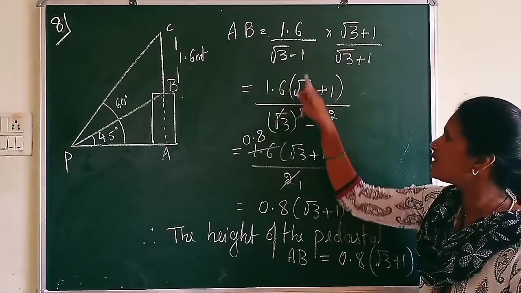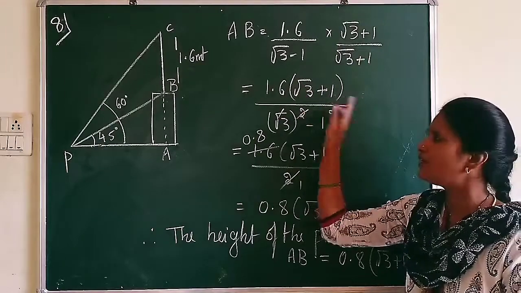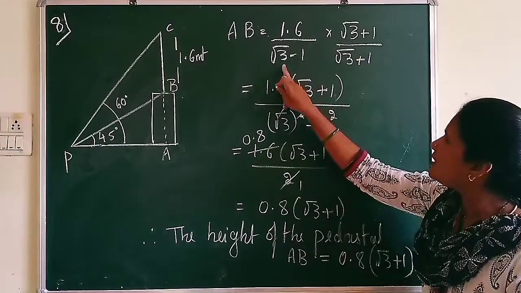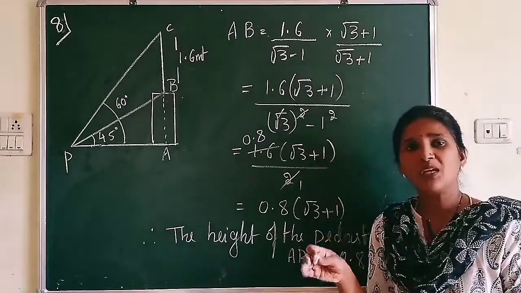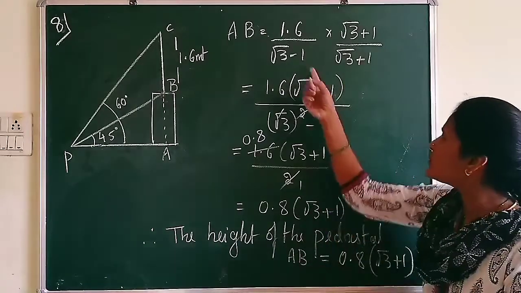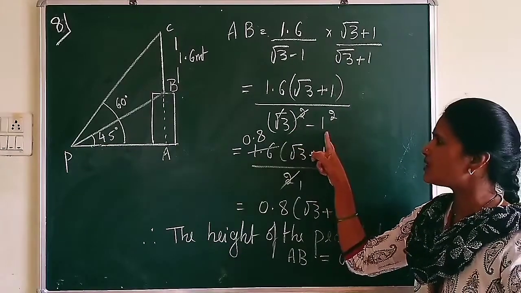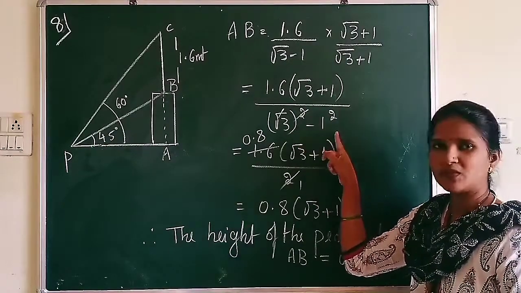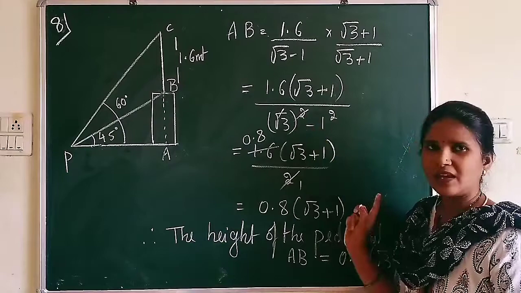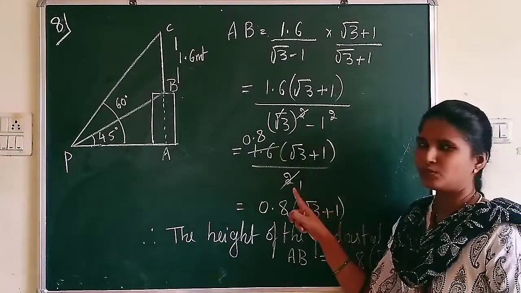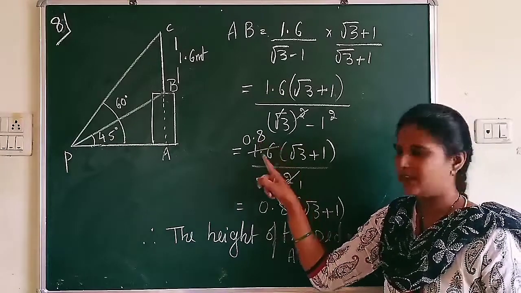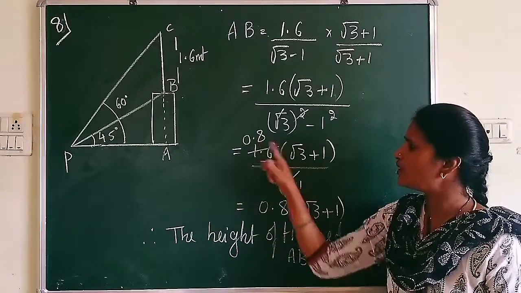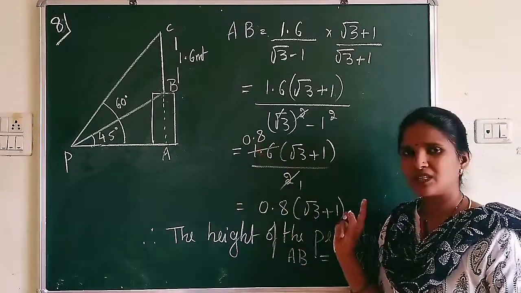So 1.6 into root 3 plus 1. Don't multiply, keep as it is. And you can see here, it is looking like a minus b into a plus b. What is a minus b into a plus b? A square minus b square. So use the identity a square minus b square. That is root 3 square minus 1 square. Root and square get cancelled. 3 minus 1 is 2. So you can cancel here, 2 ones are 2, 0.8. Cancel 2 with 1.6, you get 0.8.